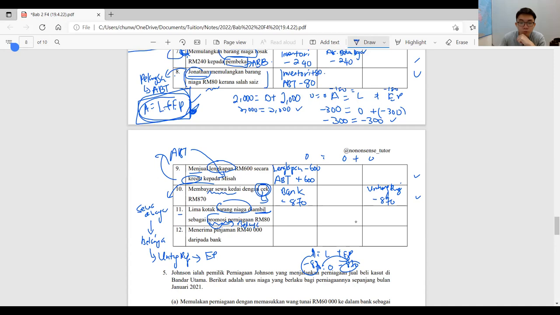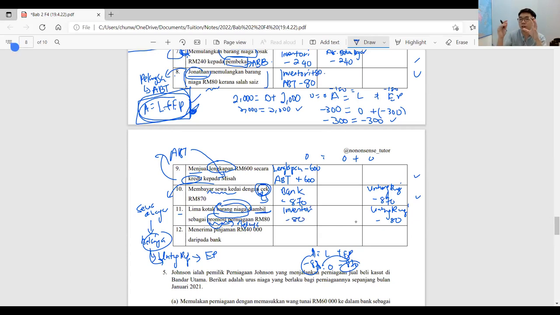All right, so here, ambil sebagai promosi. So promosi, same thing, when it is a belanja, you put into account untung rugi under your equity pemilik. So belanja minus RM80. And because this one is not dengan check, you cannot minus your bank. This is from where? From your barang niaga. Barang niaga is inventory, meaning your inventory less RM80.